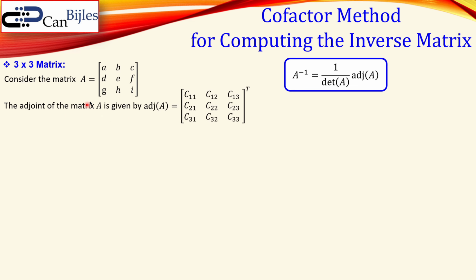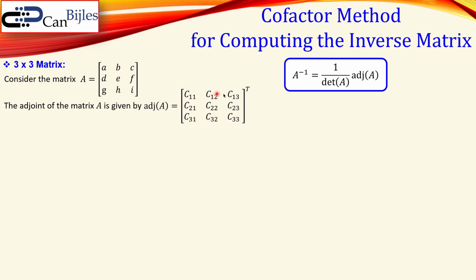Now how does it work? Now we have this formula which says again the inverse, but then you need to know the determinant, but it is now multiplied by this adjoint of this matrix A. So in general, consider this 3 by 3 matrix. That adjoint of this matrix is given by this expression.